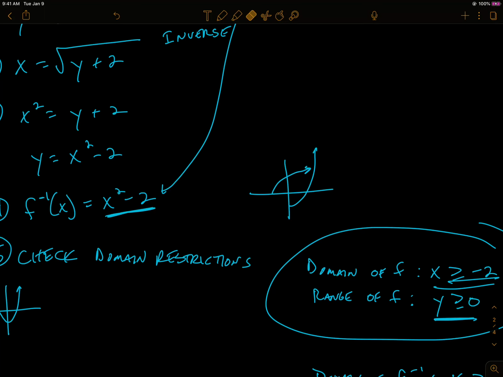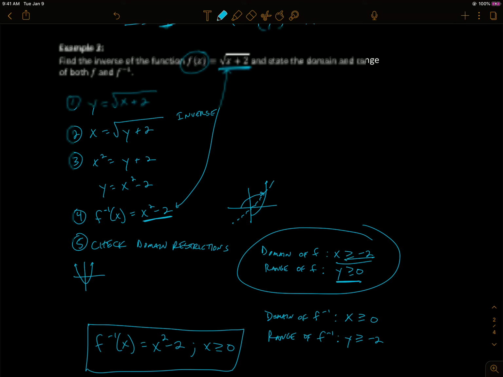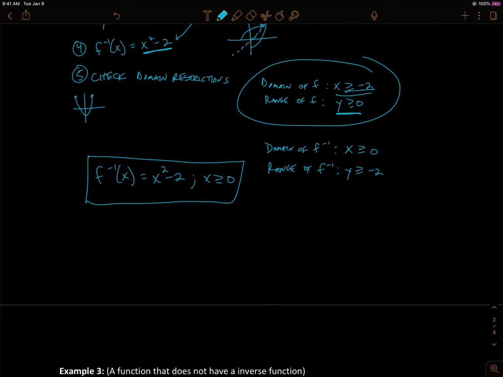But if I restrict the domain to be just x bigger than or equal to 0, you can see then I get this reflection about the line y equals x, and we're good to go. So that is a tricky part. You do have to consider what's the domain and range when finding the inverse, okay?